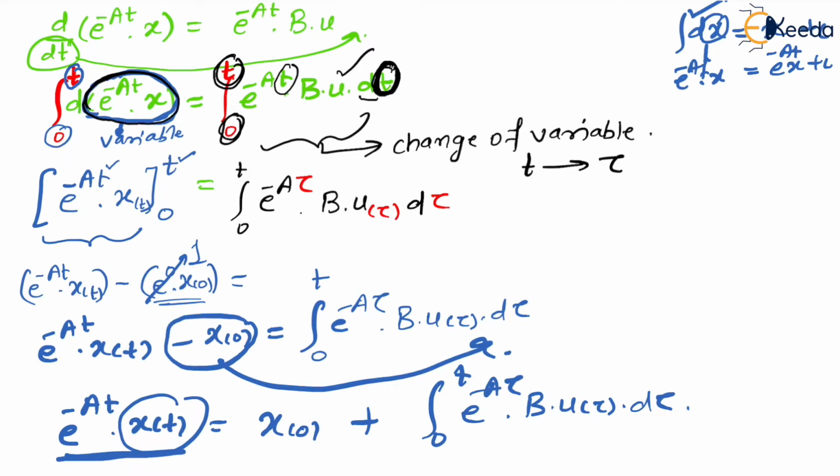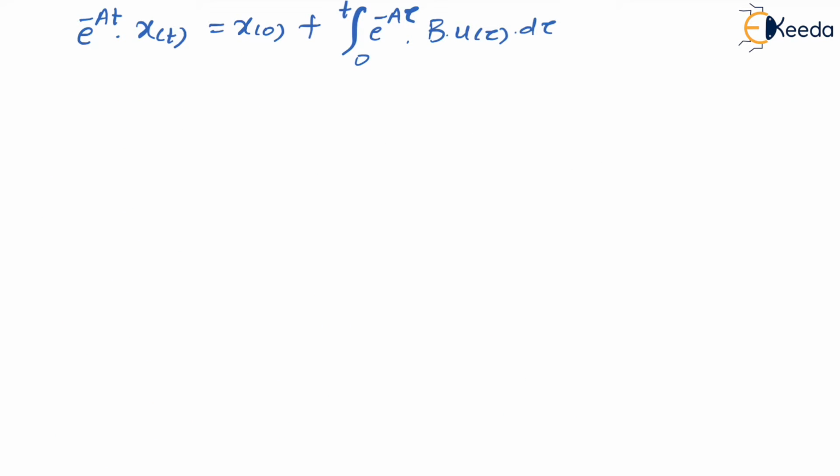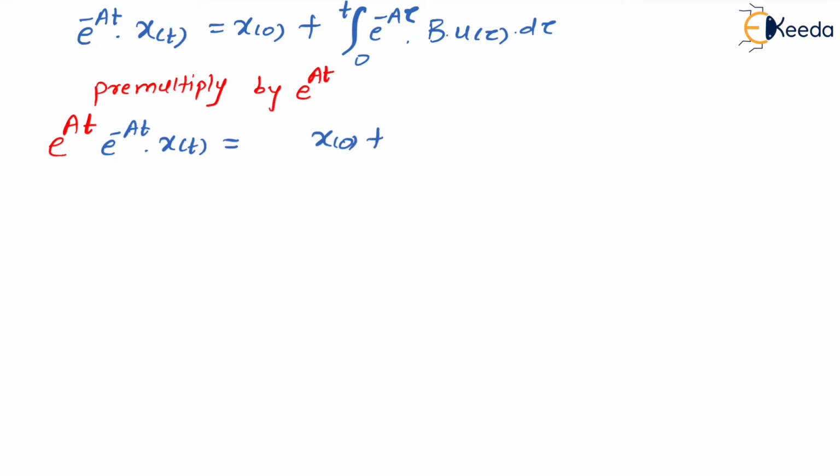So, in order to find this x of t only, what has to be done? I need to pre-multiply by e to the power At. Let me tell you how. Right, this was our expression. So now let us pre-multiply by e to the power At. This time it is going to be e to the power plus At. Right. If I pre-multiply, what do I get here? Yes, so this e to the power At gets multiplied with this plus e to the power At. Is that very easy? Yes.